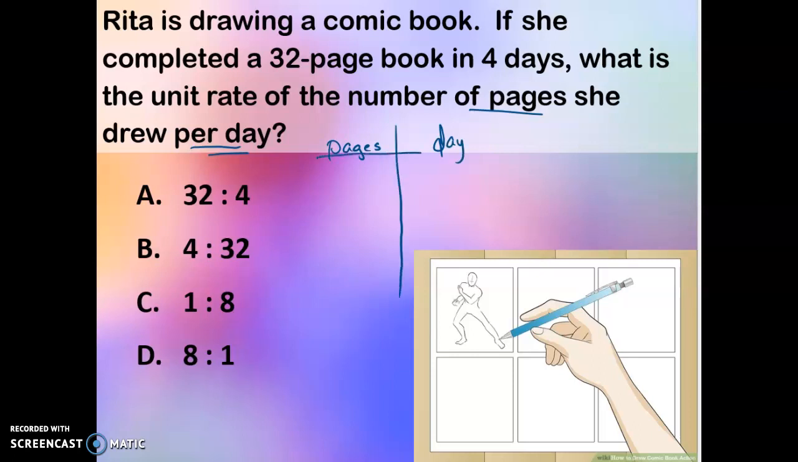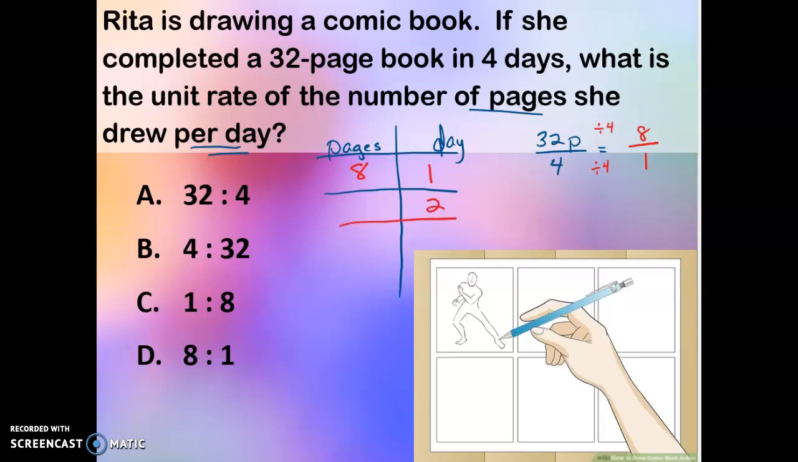So we can either do equivalent fractions or we could do a ratio table. We know that 32 pages in 4 days can be simplified. The little number goes into the big, so that we're going to divide each of those. Divide by 4 and divide by 4, top and bottom. So it's going to give us 8 over 1. So 8 pages to 1 day.